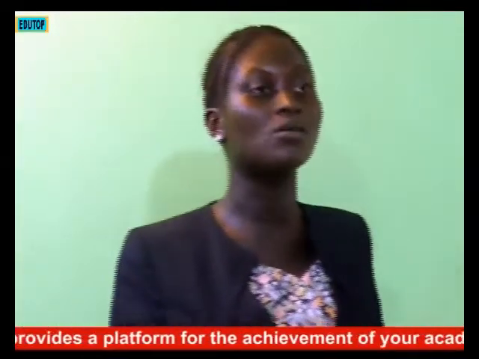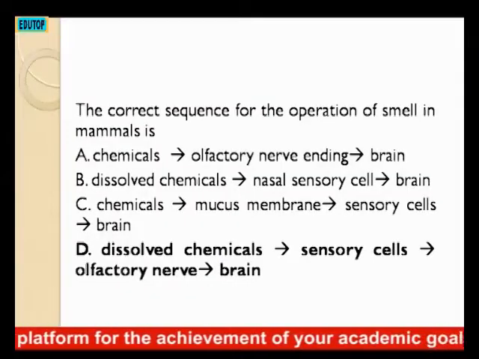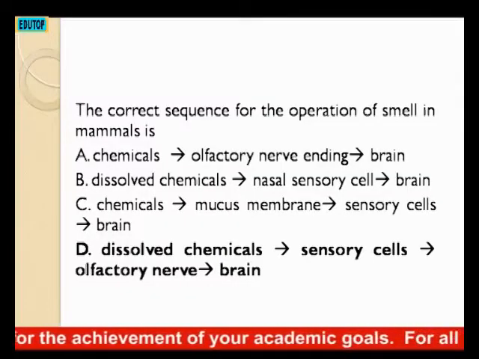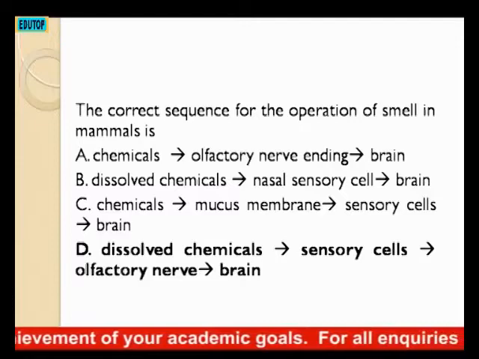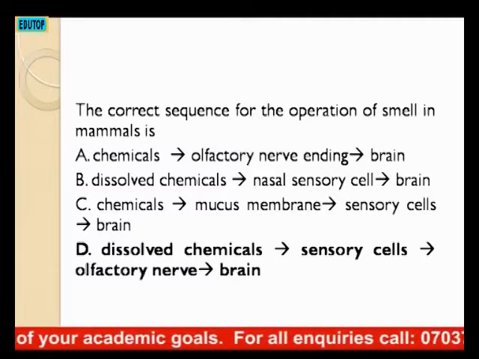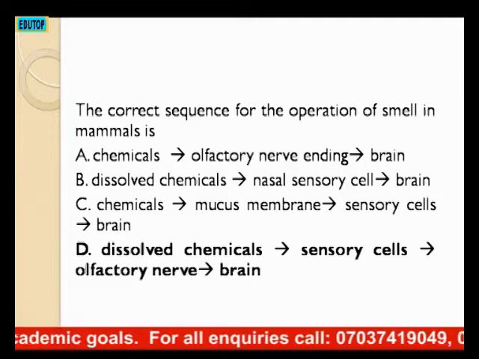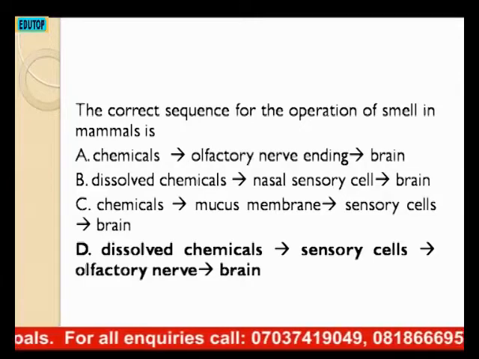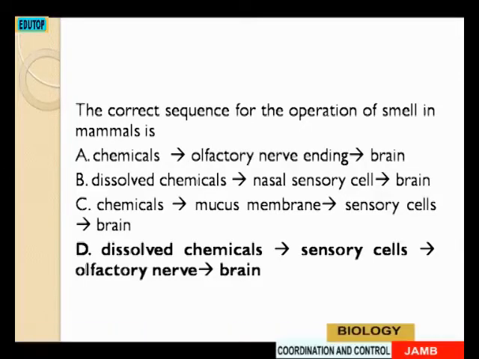Now, the first question we'll be considering says the correct sequence for the operation of smell in mammal is A. Chemicals to olfactory nerve ending to brain. B. Dissolved chemicals to nasal sensory cells, then to the brain. Option C says chemicals to mucous membrane to sensory cells, then to the brain. Option D says dissolved chemicals to the sensory cells, to olfactory nerve, to the brain.